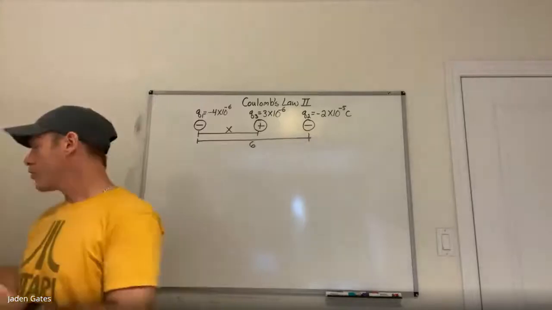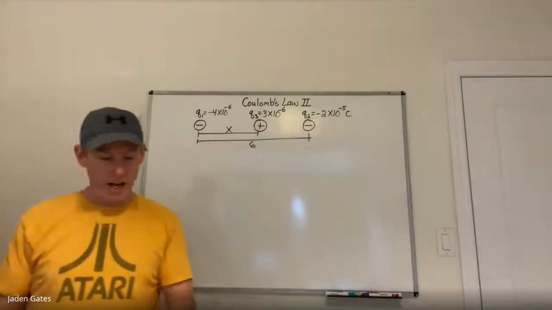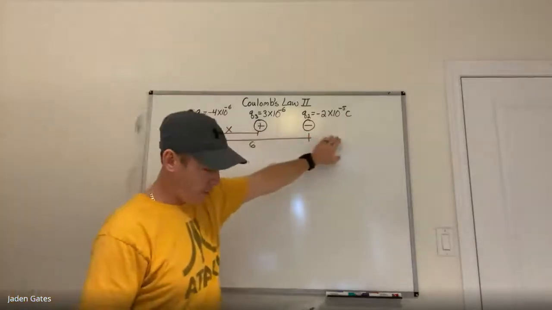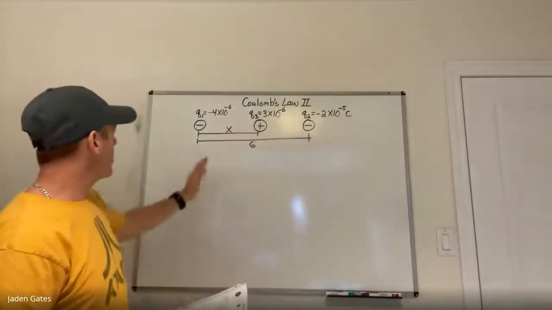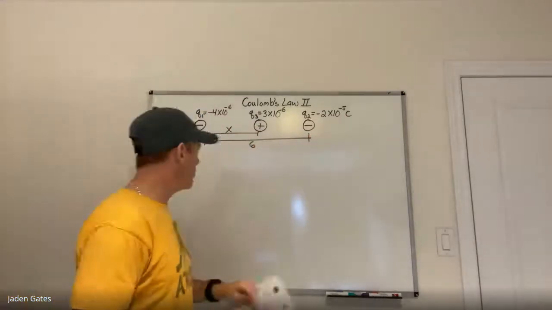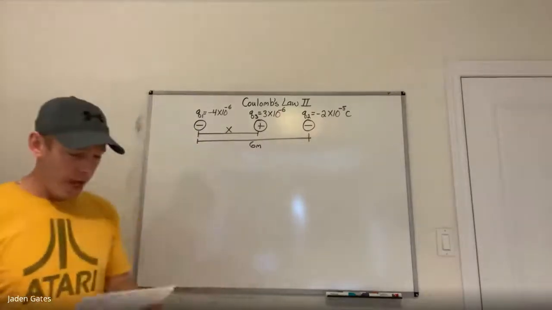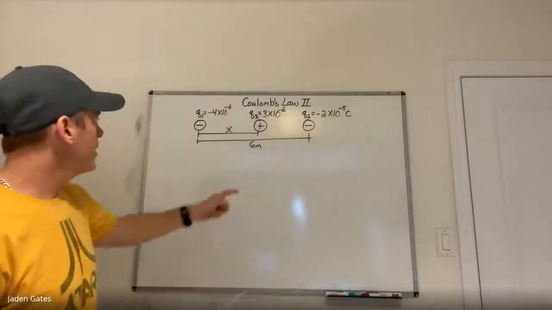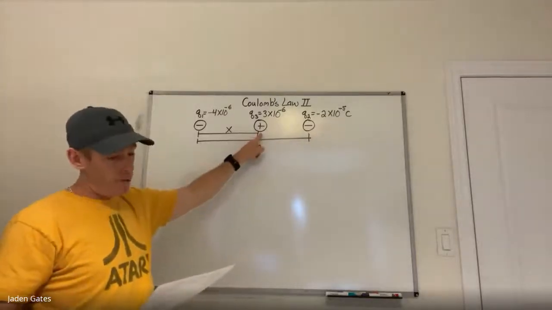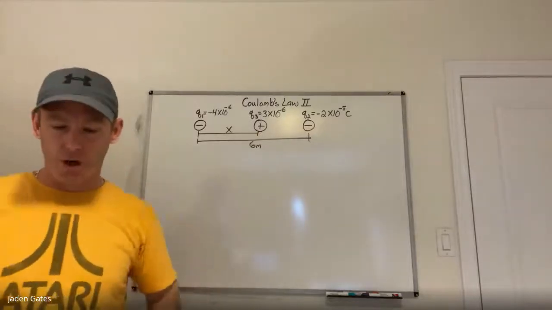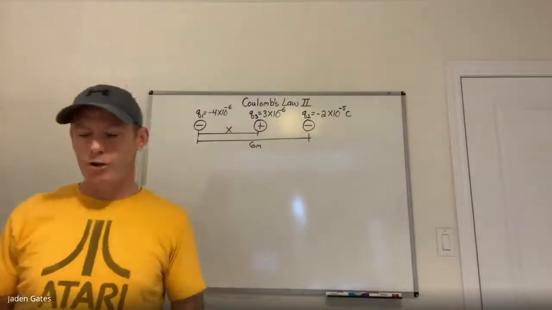And so the question is that we have two charges, Q1 and Q2, that are separated by a distance of 6 meters. Now a third charge, Q3, is put somewhere in between them, where the net force exerted on Q3 by the other charges is 0.